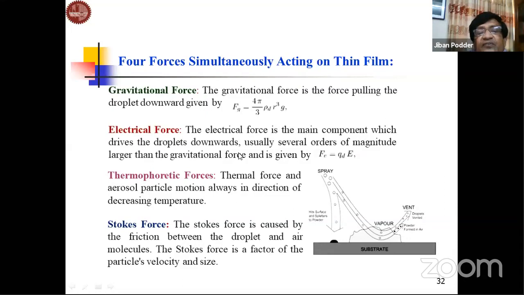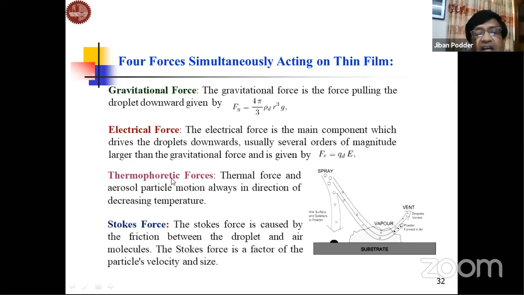And electrical force is responsible for making the bonds. And here F equals QE, this is the electrical field. And thermophoretic force is related to the transportation of the particle away from the high temperature to the low temperature. There is always a tendency to move the particle in the direction of the low temperature.